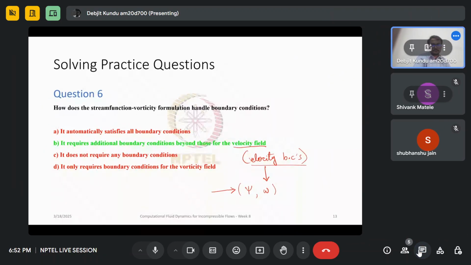Is it explained? Okay. So basically, let's take the pipe flow example once again, the flow between two parallel plates.